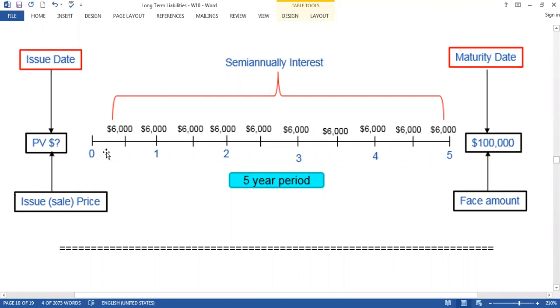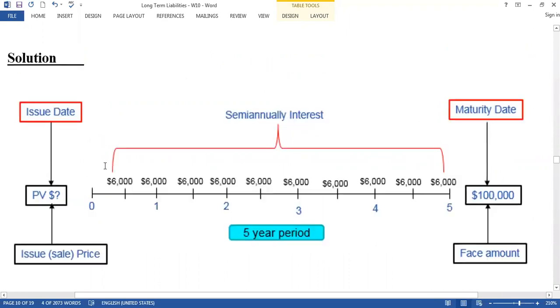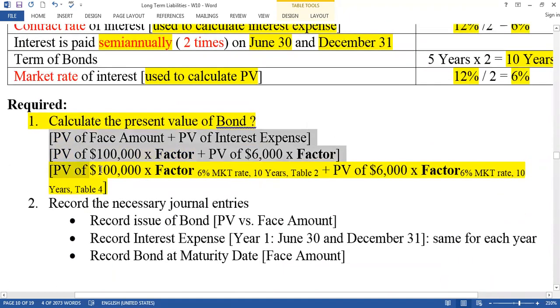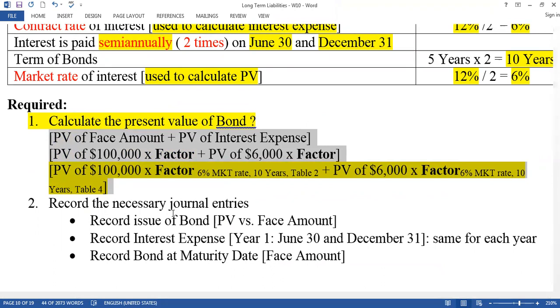So what is the present value of $100,000 today? And what is the present value of $6,000 today? I already explained how to calculate the present value of face amount and the present value of interest expense. If we add these two together, this is called the issue of the bond.